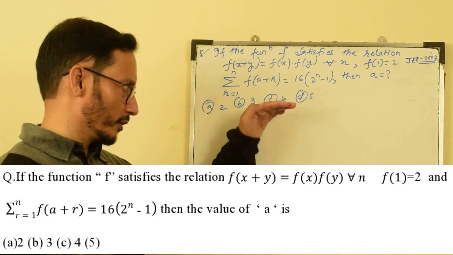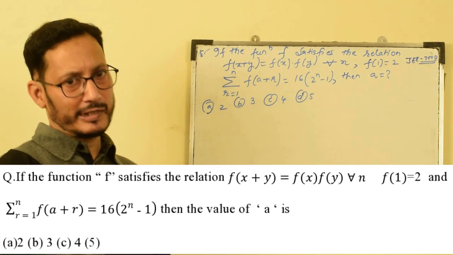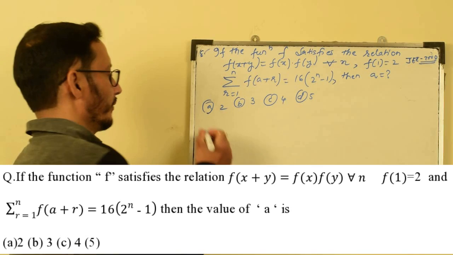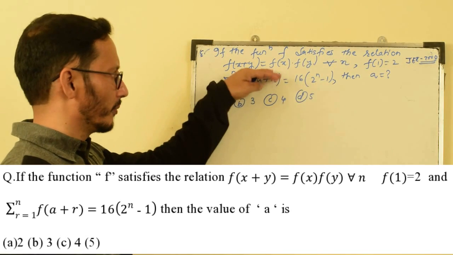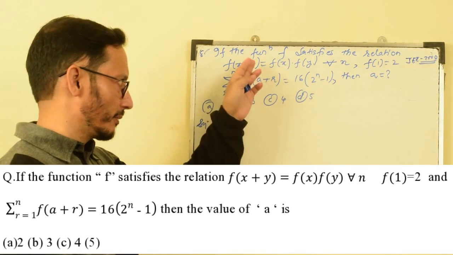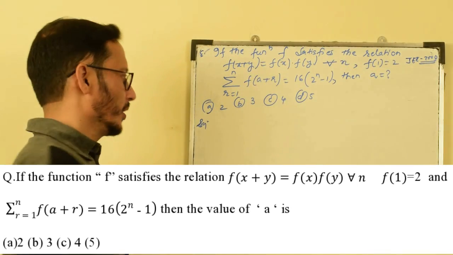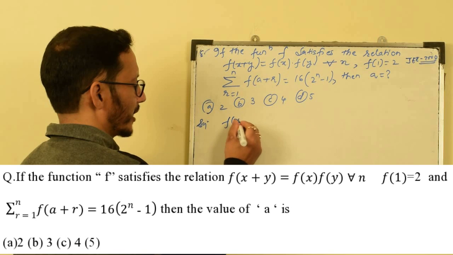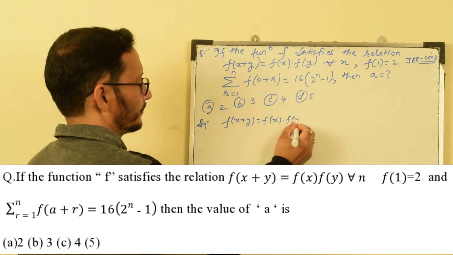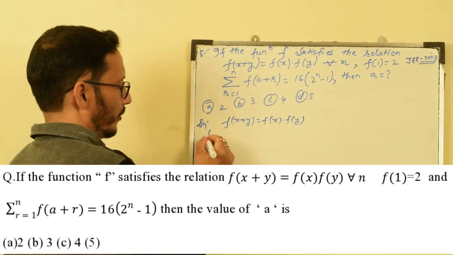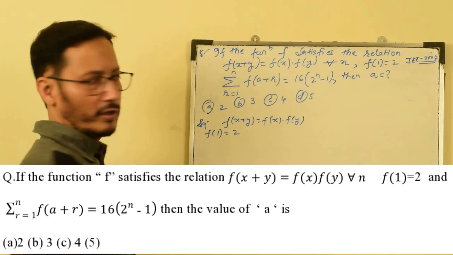So how can you solve this problem within a fraction of a second? Let's say first I am going to use this relation, not a formula, since it is already given to you. Just see this one: f(x plus y) is equal to f(x) into f(y). And another one is f(1) is equal to 2. It is already given.